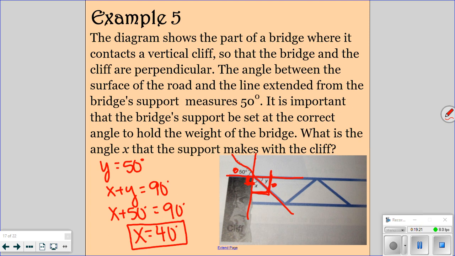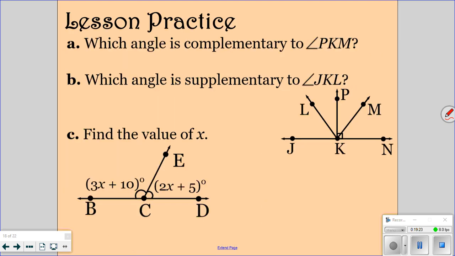Okay, so now we're going to look at some practice problems. So y'all try these by yourself and then unpause the video and I'll go over the correct answers. So the angle that is complementary to PKM is going to be the other angle that makes up the right angle, which is this one here, angle MKN. And then which angle is supplementary to JKL? So we need to make a 180 degree angle. So that's going to be LKN.